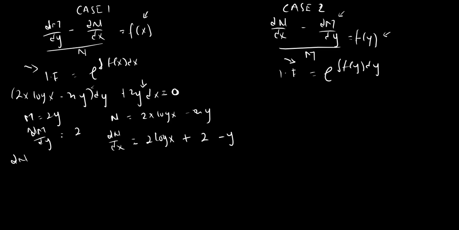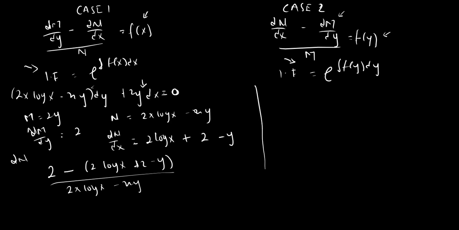Right? So we're solving using case 1 now, right? So now case 1 is dm over dy minus dn over dx, over n, right? So dm over dy is what? Is 2, then minus dn over dx, which is going to be 2 log x plus 2 minus y, right? Then all over n, and our value for n is 2x log x minus xy. So we have that. Let me do it like this. All right, so we have that.